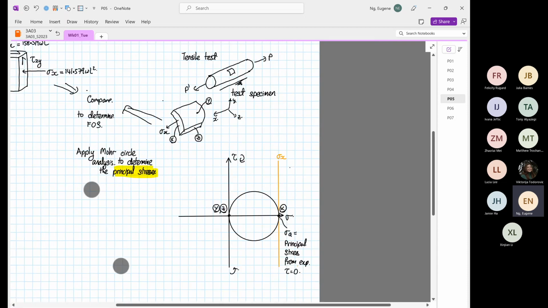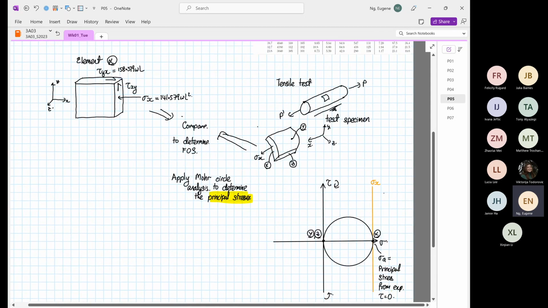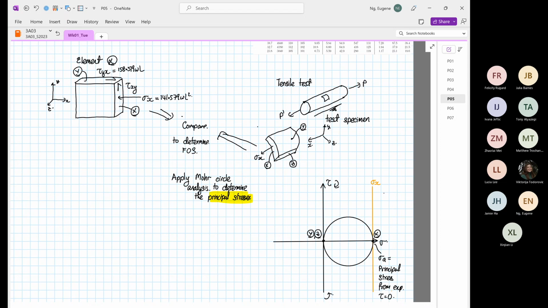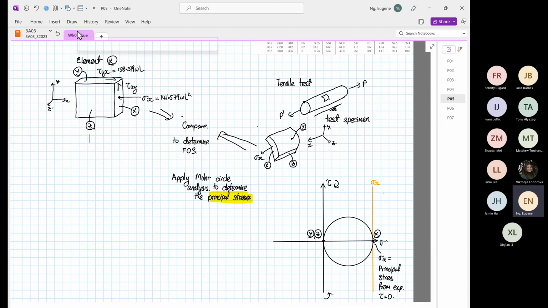All right, so now we go to the element on the left. So now we're going to construct Mohr's circle. So again, this is our point X. This is our point Y. And over here, this is our point Z. So now we are going to construct 3D Mohr's circle. Now this circle will look different. Why? Because it has a shearing stress.